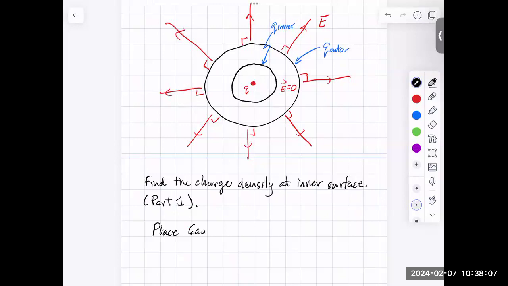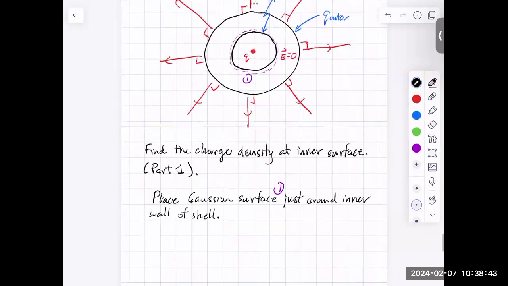So we're going to place a Gaussian surface just around the inner wall of our shell. Maybe I'll use purple for that. And so here is our Gaussian surface, and we'll call this Gaussian surface 1.